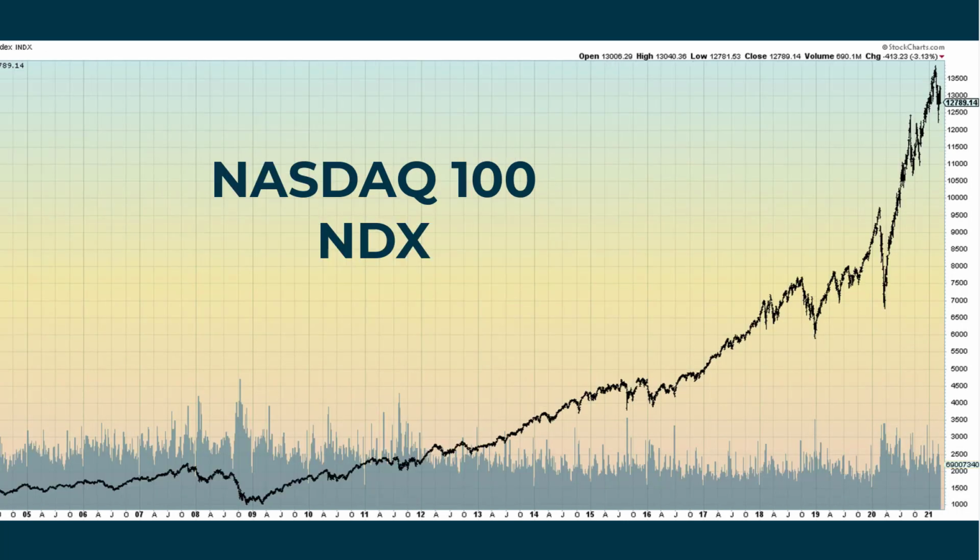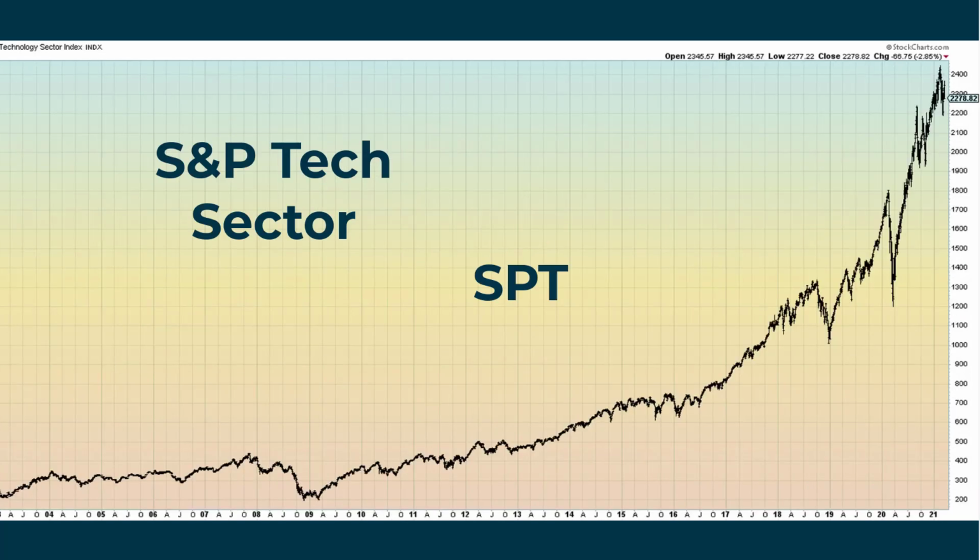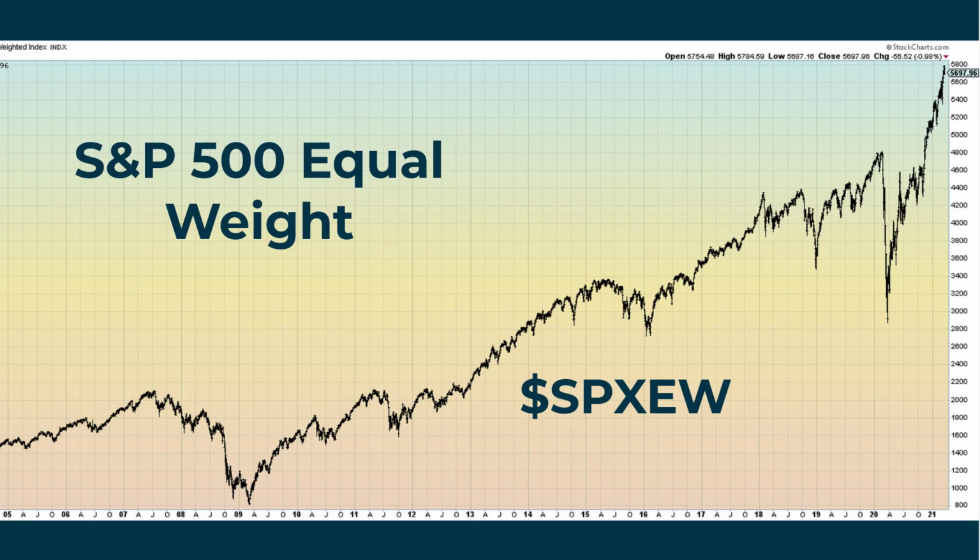This is the one that I look at every day. This is the NASDAQ 100 or NDX. These are the top 100 stocks in the NASDAQ. Here is the bond index that I talked about earlier. It's the Bloomberg Barclays Aggregate Bond ETF. I also talked about how the S&P is broken down into 11 different sectors. This is just the technology sector. Here is an equal weight index.